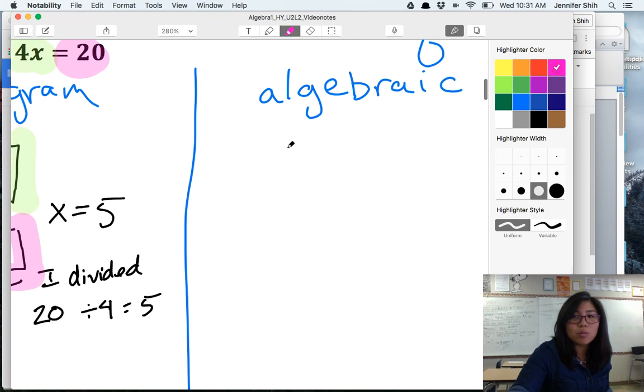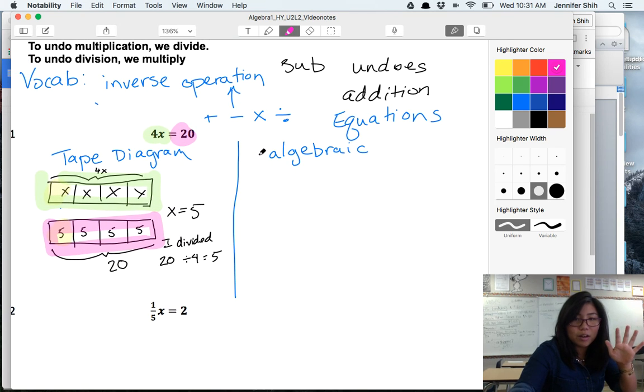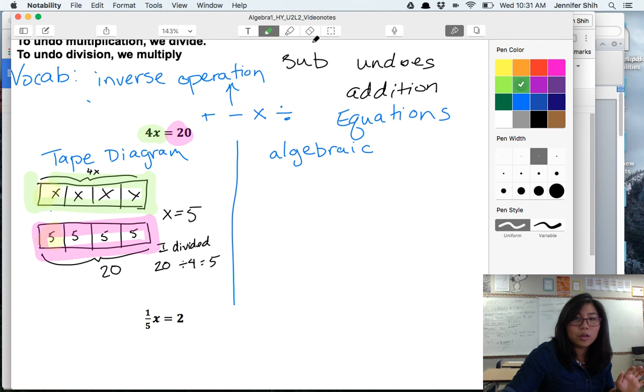Okay, let's do this algebraically. I'm gonna zoom out. If you need to pause and write that down, pause and write that down. Okay, algebraically, 4 times x is equal to 20.